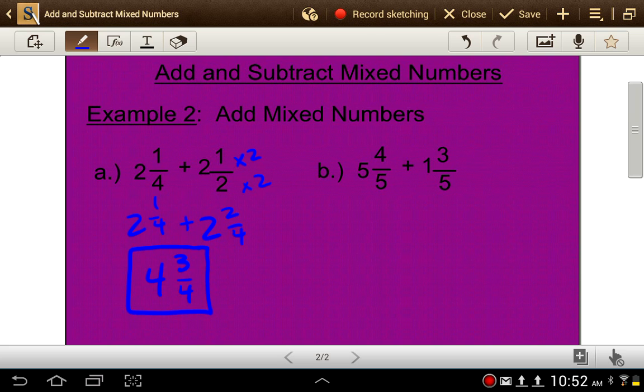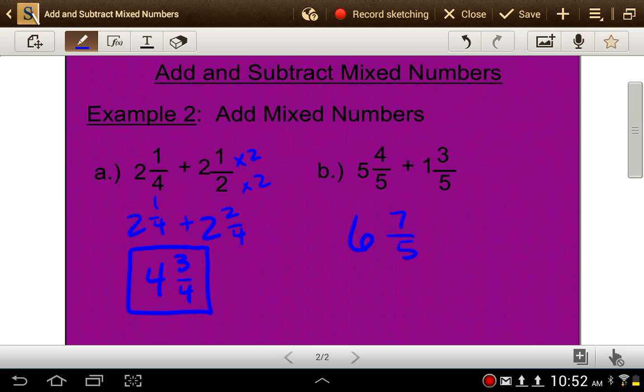Okay, in example B, I have 5 4/5 plus 1 3/5. They already have a common denominator, so I don't have to worry about that. So I'm going to add my whole numbers. 5 plus 1 is 6. Then I'm going to add my numerators. 4 plus 3 is 7, and my denominator stays the same.